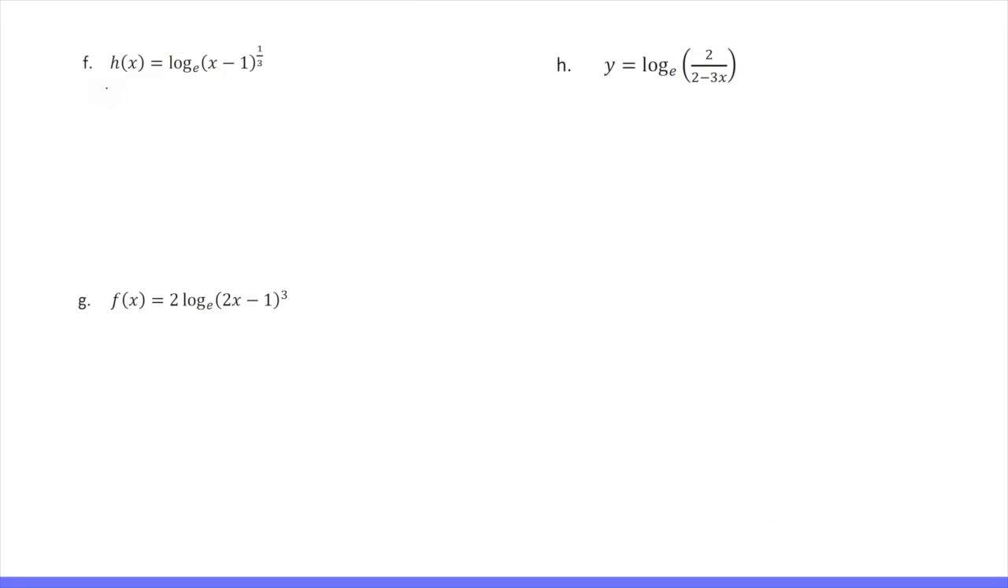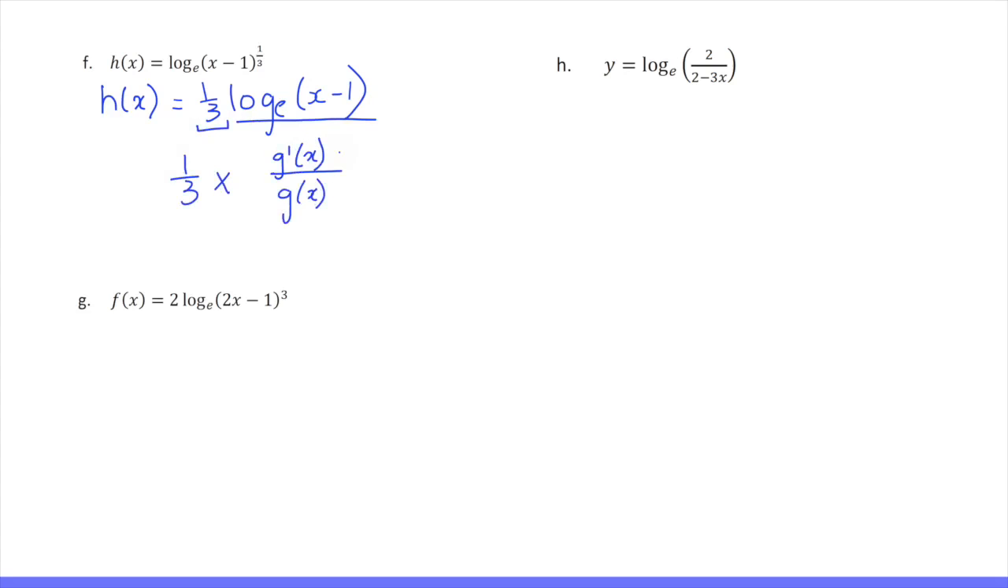Some more examples. So first thing I can do is take the 1/3 out the front. Same rule applies. Coefficient remains as it is. That's multiplied by g dash of x over g of x. So g dash of x is the derivative of the inside. The derivative of the inside in this case is just 1 over x minus 1, and then we can simplify this. You can leave it factorized or expand it. It won't make a difference.